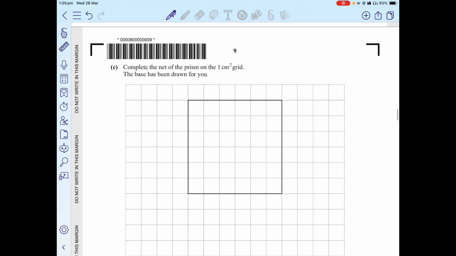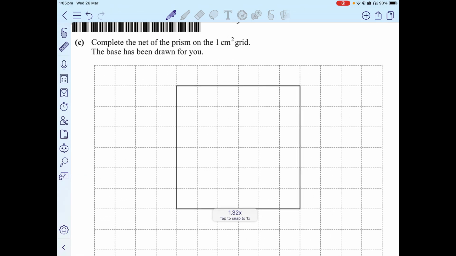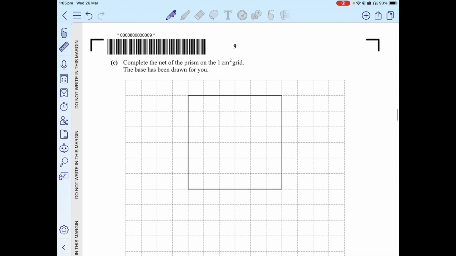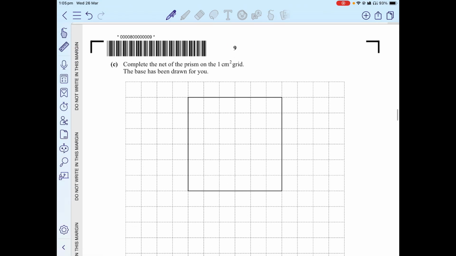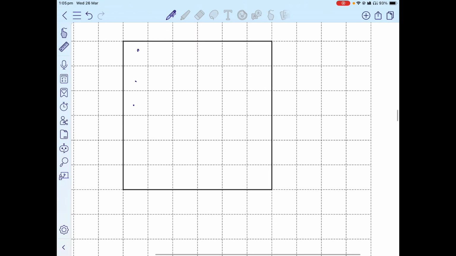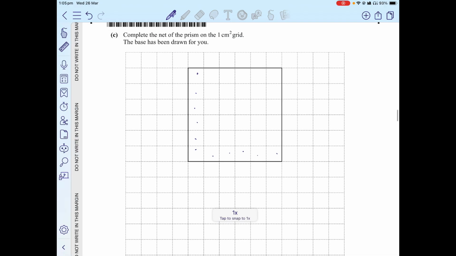The next question says complete the net of the prism on the 1 centimeter grid. The base has been drawn for you. So we have this base, which is a 6 by 6 base drawn for us. If you say the sides will be 1, 2, 3, 4, 5, 6, and 1, 2, 3, 4, 5, 6. Now they're asking us to draw the prism on this grid.